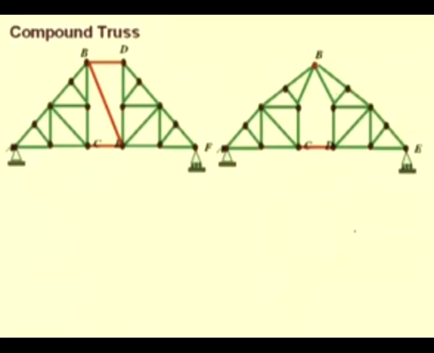Let us see some conditions that have to be satisfied for the compound truss to be also statically determinate as well as rigid. We have already seen that simple trusses are rigid as well as statically determinate. Now, let us derive some conditions that are necessary for the compound truss to be statically determinate as well as rigid.